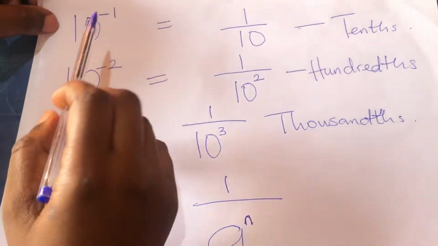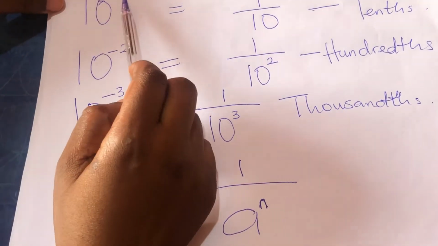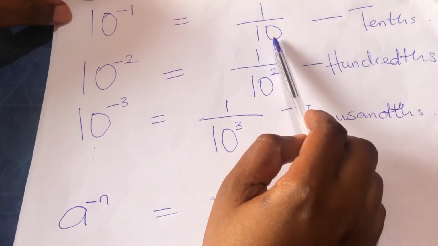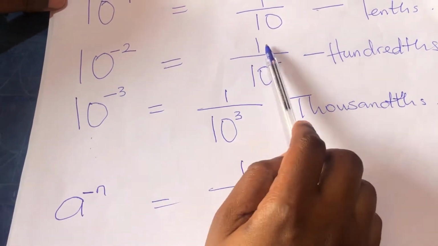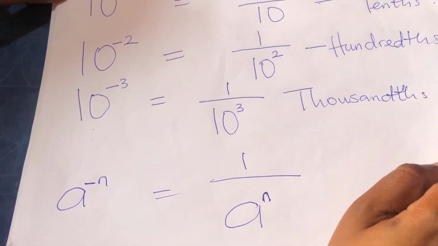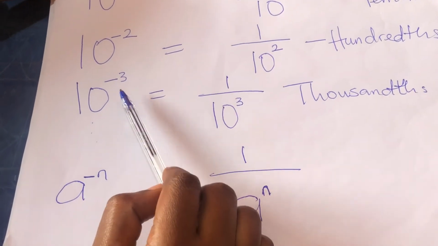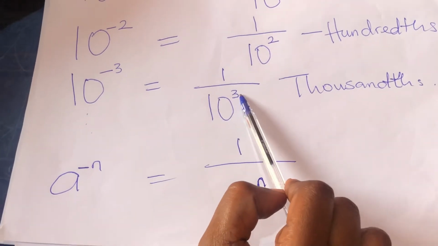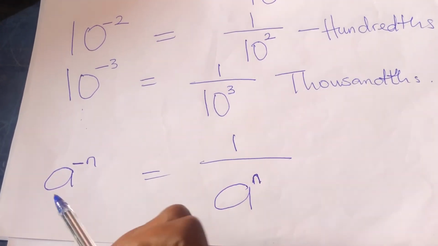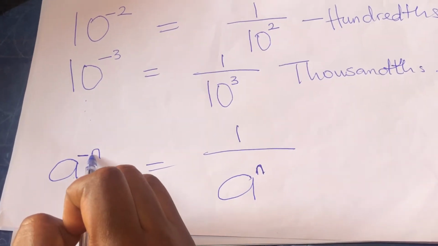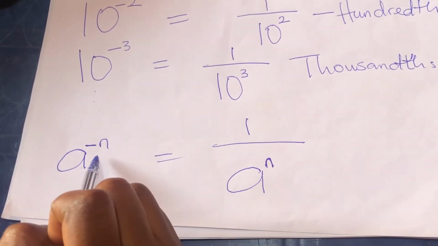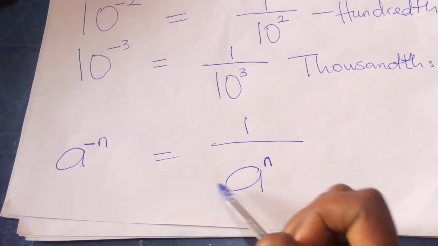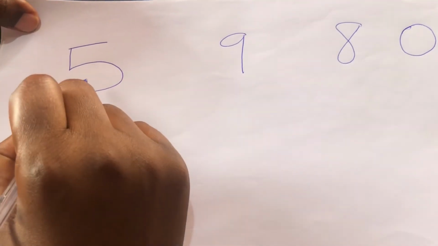Now, another thing is that you need to understand the power of any number. Now, if I write 10 raised to the power of negative 1, it means 1 over 10. That is tenths. 10 raised to the power of negative 2 means 1 over 10 raised to the power of 2, and that is hundredths. 10 raised to the power of negative 3 is equal to 1 over 10 raised to the power of 3, and that is thousandths. Generally, we can now say that a raised to the power of negative n will be equal to 1 over a raised to the power of n.